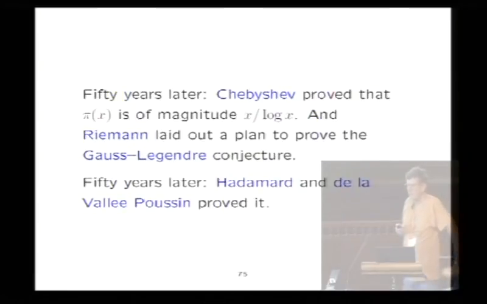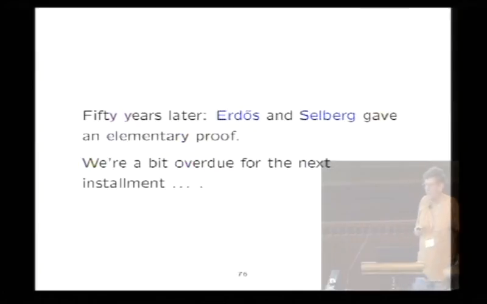In the mid-19th century, 1850s, 50 years later, Chebyshev and Riemann had results. Chebyshev got an approximate formula for pi of x. Riemann laid out a plan to prove the conjecture. In the 1890s, about 50 years later, Hadamard and de la Vallée Poussin actually proved the prime number theorem. About 50 years later, Erdős and Selberg gave an elementary proof.